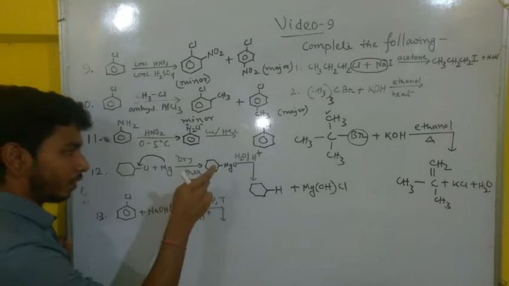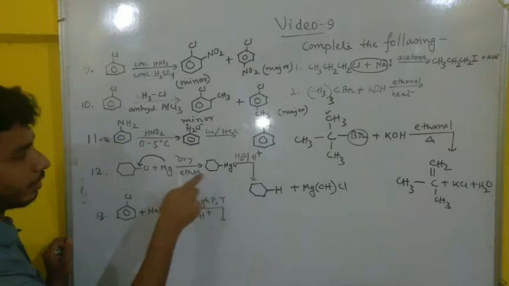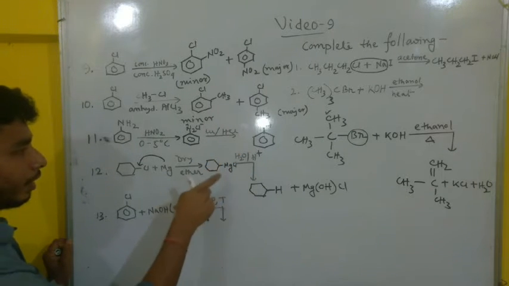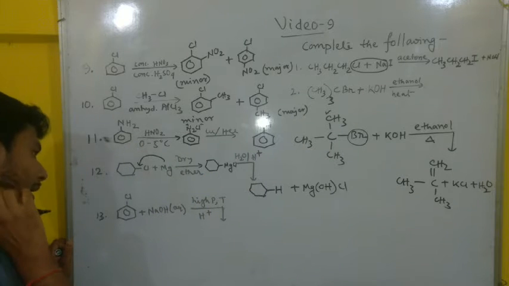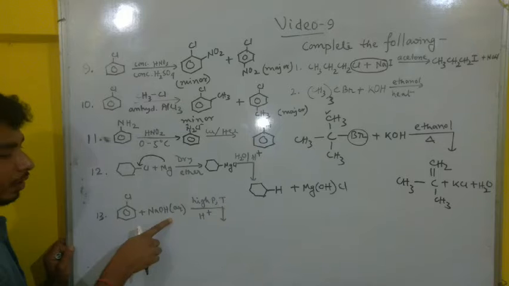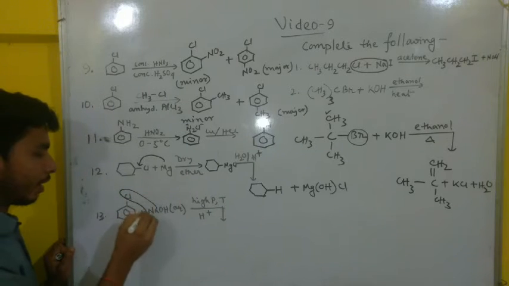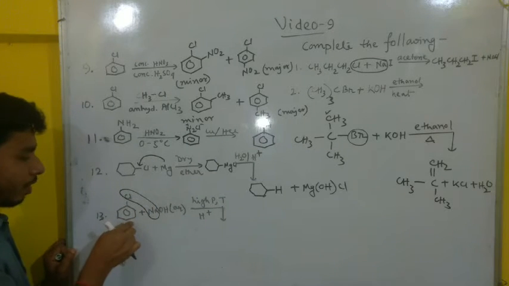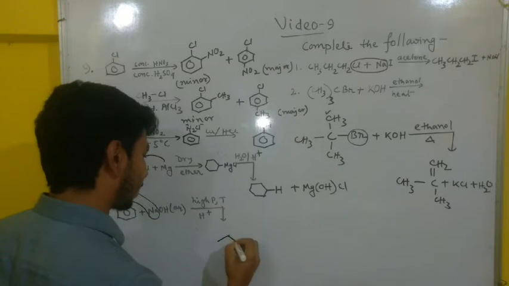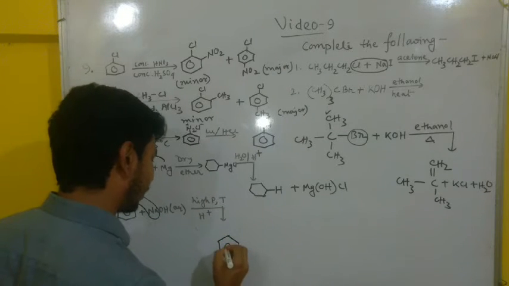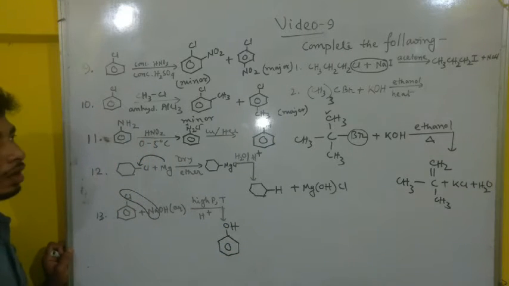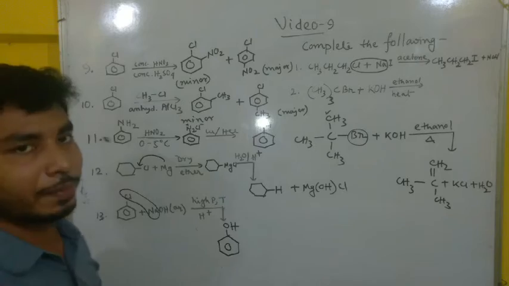We know Grignard reagent is very sensitive to moisture. In presence of moisture, it reacts rapidly to give the alkane. Next, reaction with sodium hydroxide, so NaCl will be removed. Now this benzene ring will get attached with the OH group. So the product will be benzene attached with the OH group, which is called phenol. So these are some reactions.